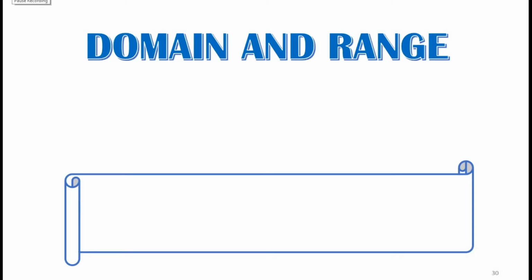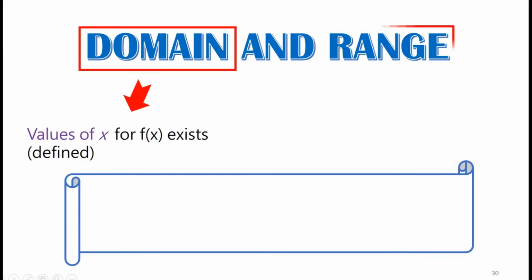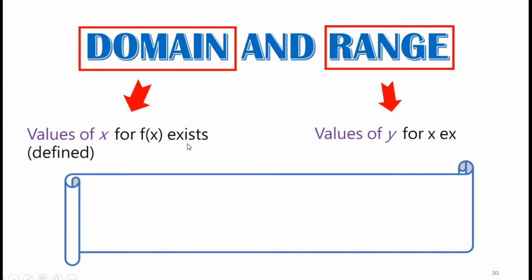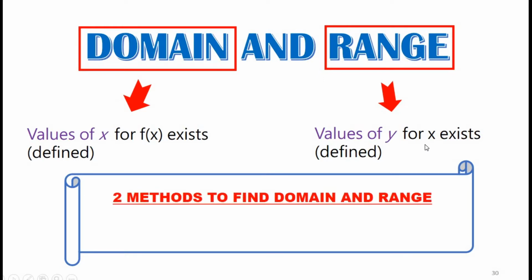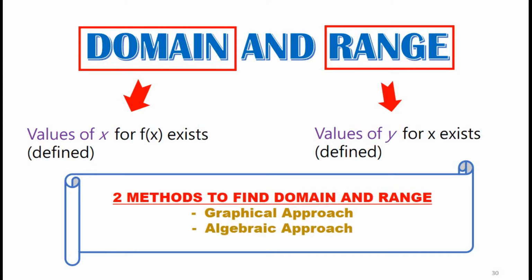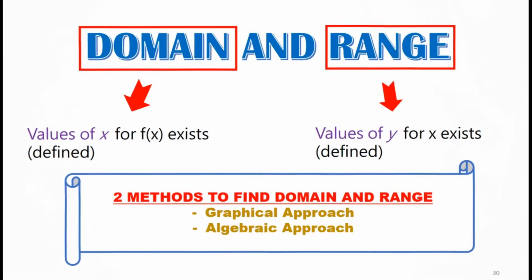Now, let's learn how to determine the domain and range. Domain is the values of x for f(x), while range is the values of y. There are two methods to find the domain and range. First, we can use the graphical approach. Second, we can use the algebraic approach.